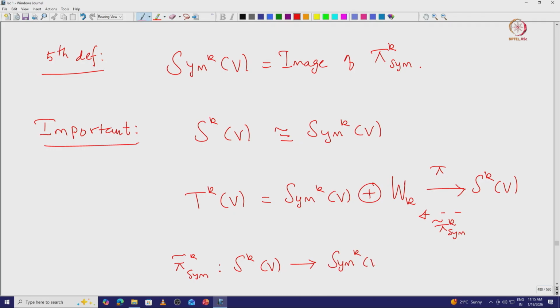It is given by: you take V1 tensor etc. Vk and send it to the symmetrized product, 1 divided by k factorial, sum where sigma runs over Sk, of V sigma 1 tensor etc. V sigma k. This is indeed an isomorphism. One can check that it is a surjective map from SKV to SimKV, and since both have the same dimension, it will be an isomorphism. I will leave it as an exercise, so one can check this.